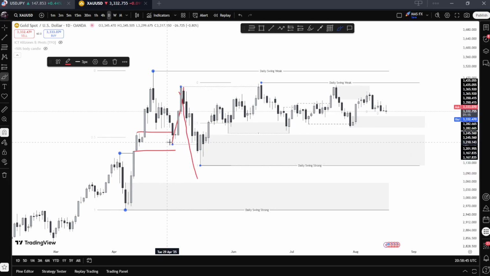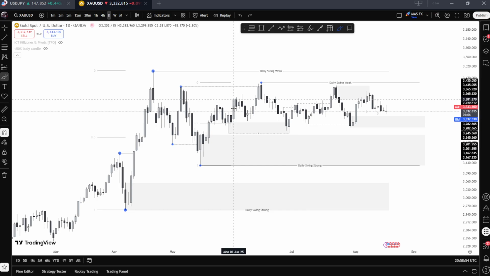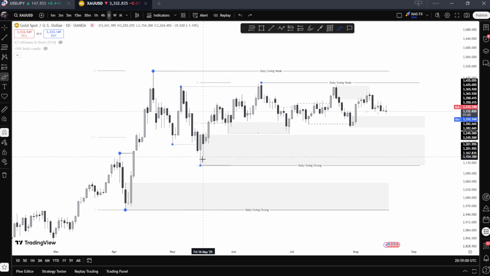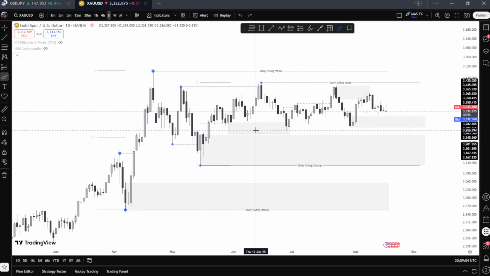It came down, broke structure to the downside. After that, we also had a pushback to the upside. We broke structure to the upside. So, on the internal structure perspective, we are actually bullish on this leg going on. So, what we are looking to target is this weak swing in the daily structure here.